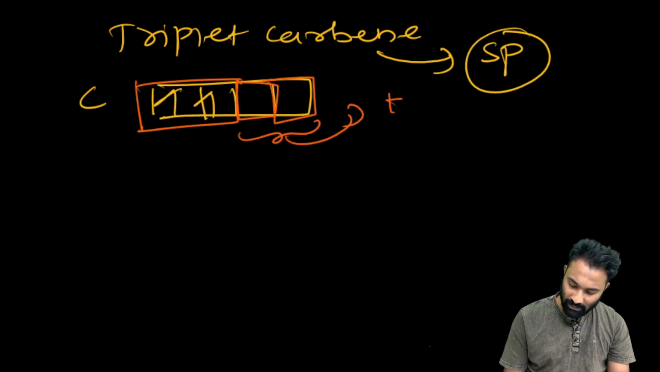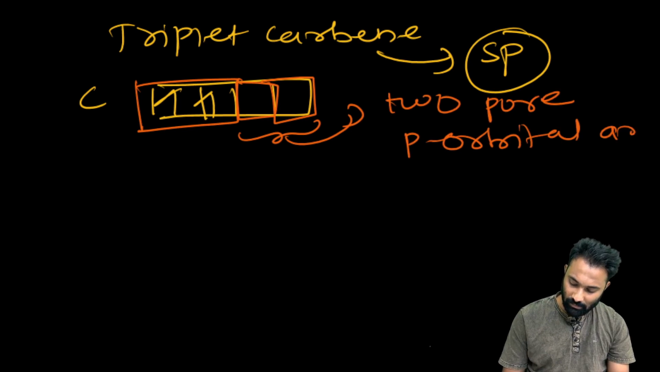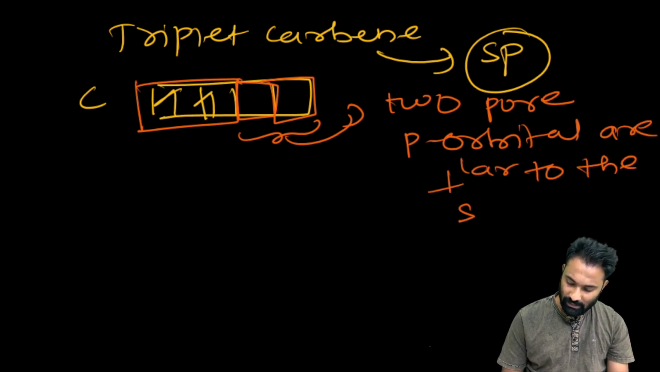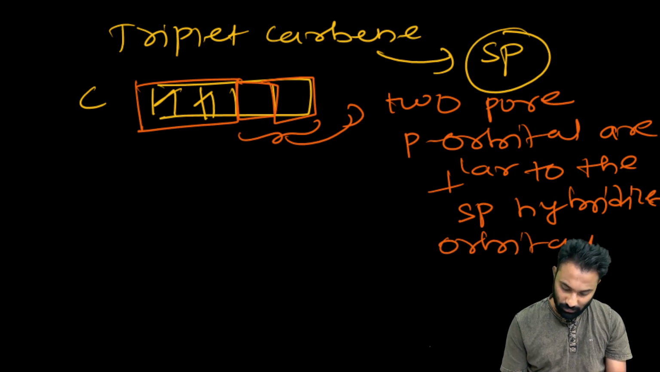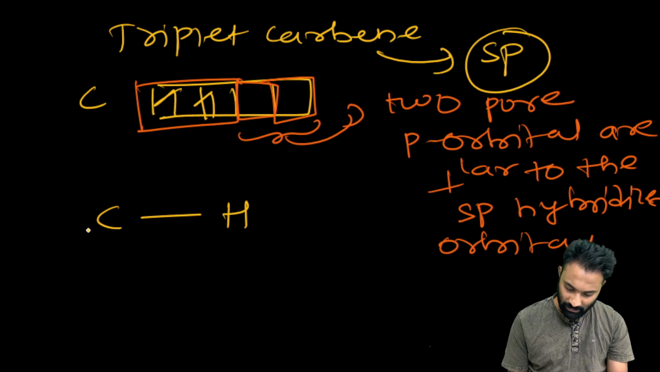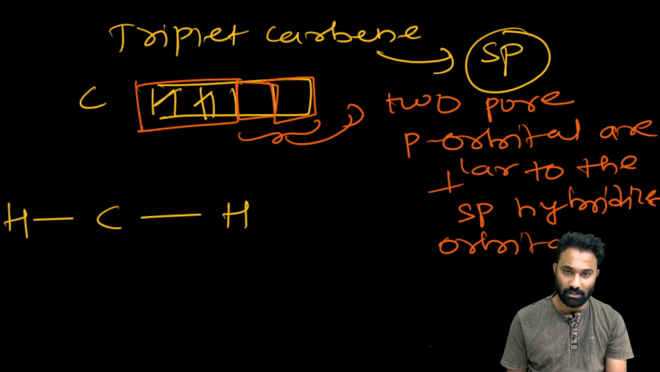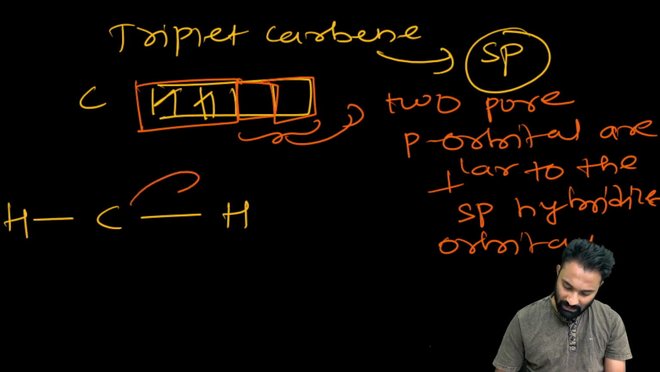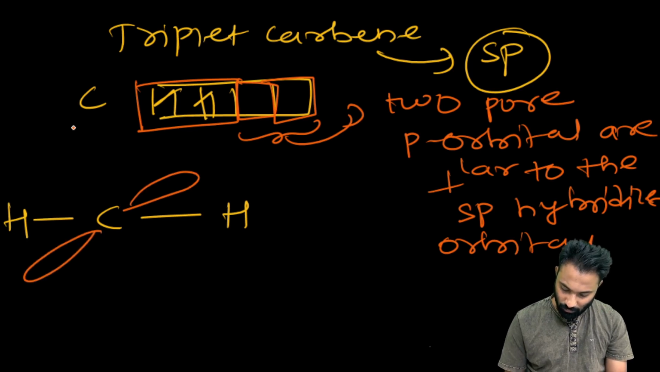These 2 pure p orbitals are perpendicular to the sp hybridized orbitals. Clear? Now, here this is a carbon. Now, one sp hybridized orbital has formed the bond with hydrogen. Now, 2 pure p orbitals will be perpendicular to each other. Now, one will be in this manner and one will be in this manner.